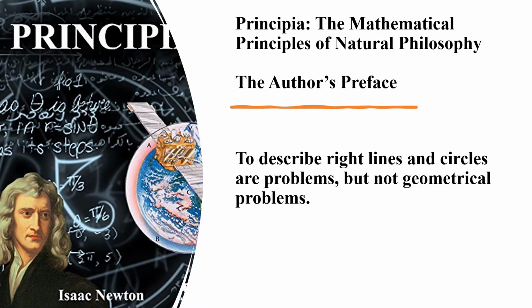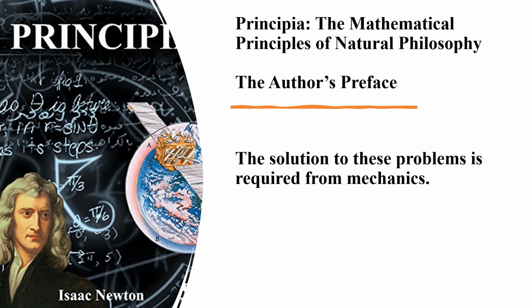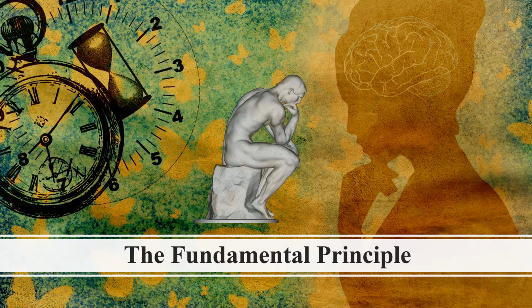Isaac Newton neatly summarizes when, in the preface to the Principia, he stated that to describe or to define right lines and circles are problems, but not geometrical problems. Instead, the solution to these problems is required from mechanics. However, Einstein proposes a way of employing geometry in the science of mechanics, and it is this proposal that forms the fundamental principle involved in his explanation of the special theory that we referenced earlier.